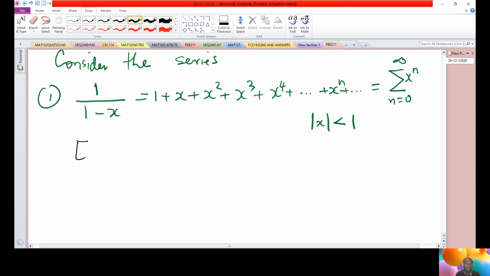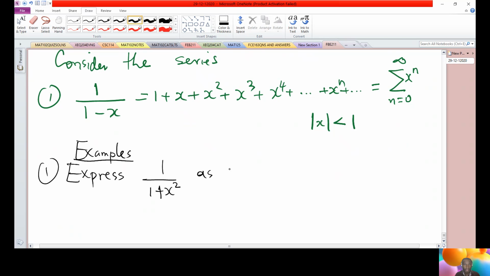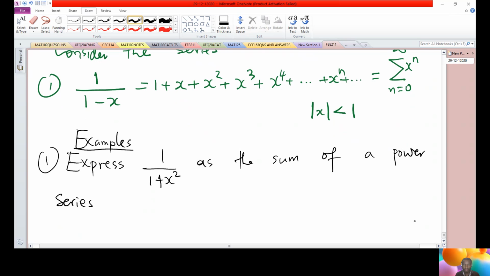So examples: 1. Express 1 over 1 plus x squared as the sum of a power series and find the interval of convergence.